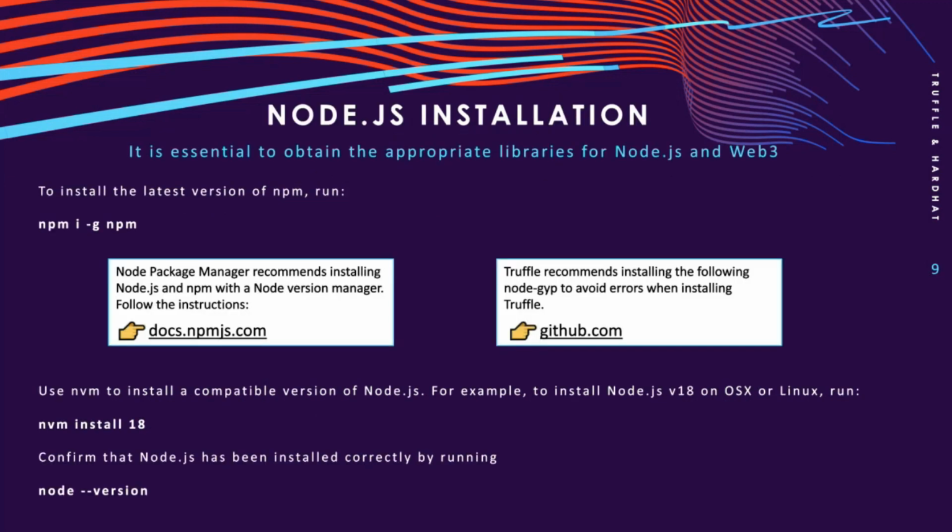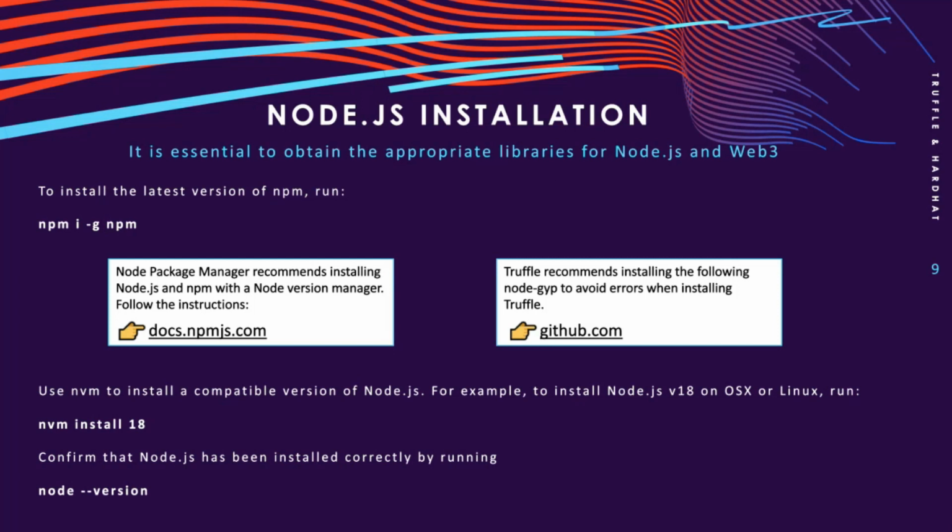Next, we're going to talk about installing Node.js to enable the full range of development functionalities within the Truffle blockchain ecosystem. It is essential to obtain the appropriate libraries for Node.js. These libraries provide a solid foundation for building and interacting with the smart contracts on the blockchain network. To install the latest version of npm, you could run this command here, npm i -g npm.